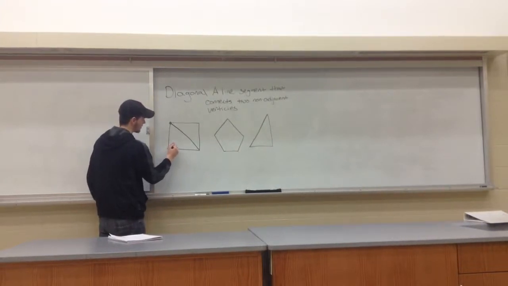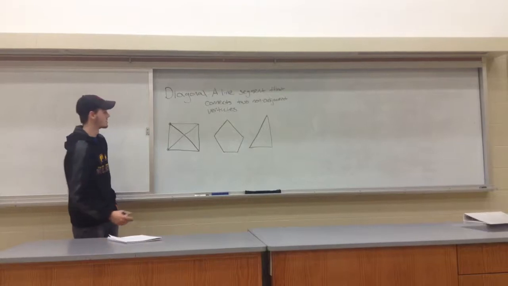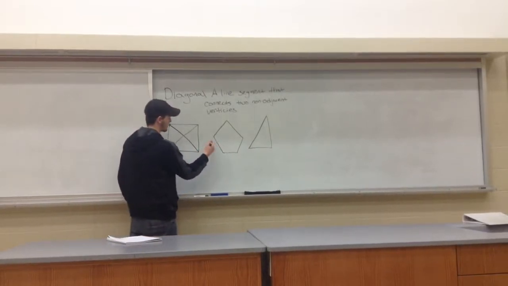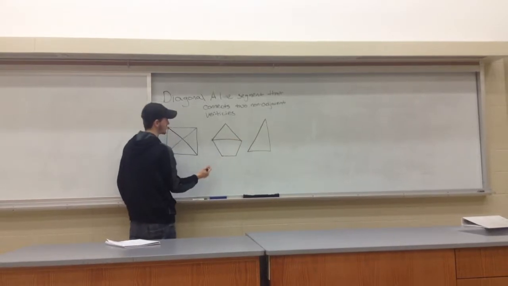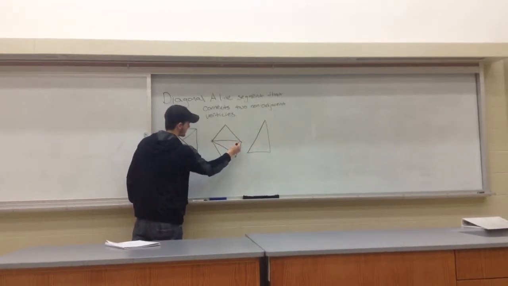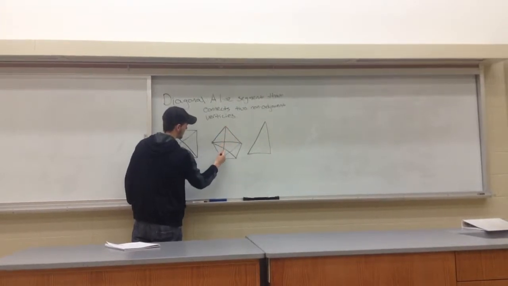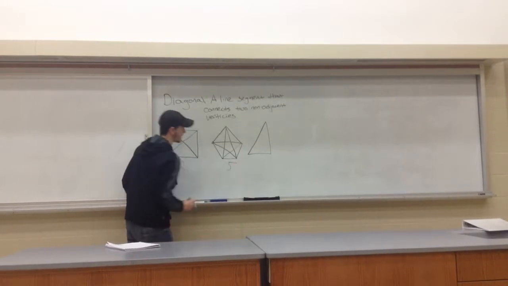So if you take another corner, draw another diagonal, a square has two diagonals. The pentagon here, take one corner, you draw a diagonal to a non-adjacent vertex. You do the same for each of the corners, and you end up with 5 diagonals. So you have 2 diagonals, 5 diagonals.